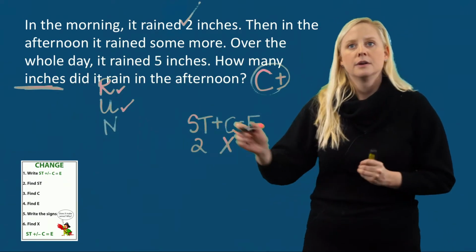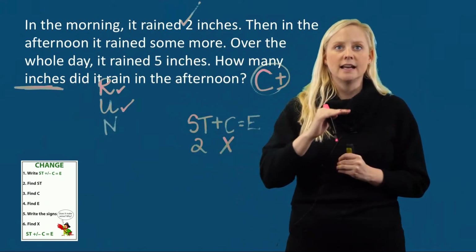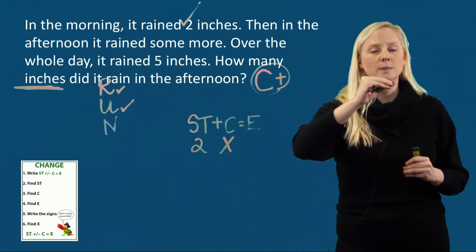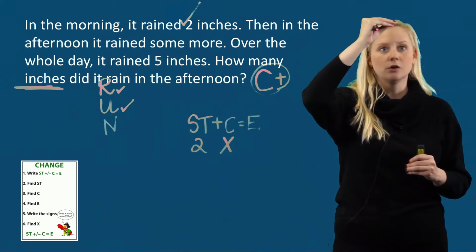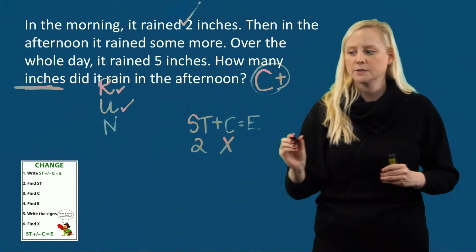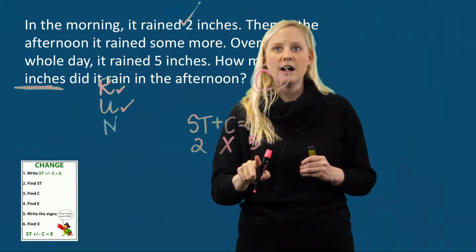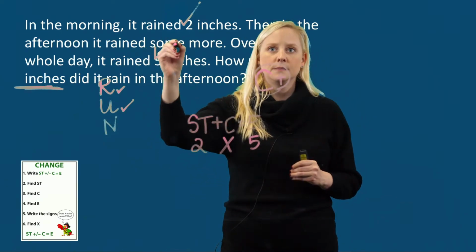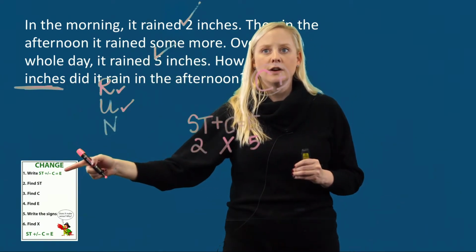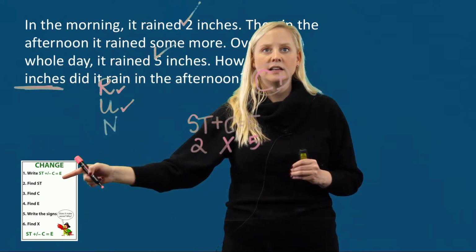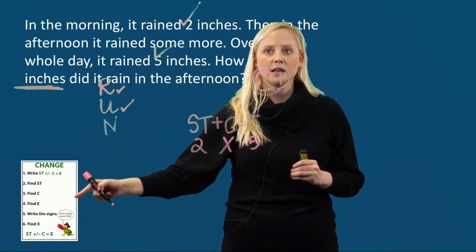Our end amount is 5, because at the end of the day it had rained 5 inches. We started with 2, there was an increase. We don't know what the increase was, but at the end of the day it was 5. So I'm going to put a 5 there. I'm going to check that off. I've written my change increase equation. I've identified the start amount, the change amount, the end amount.